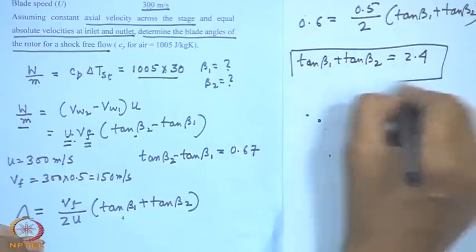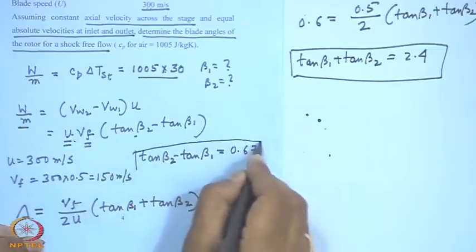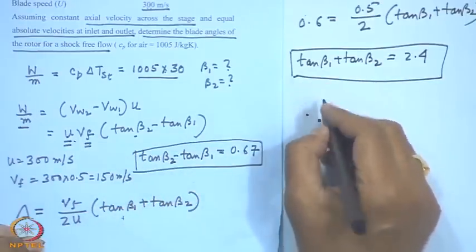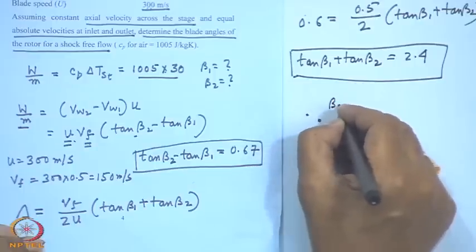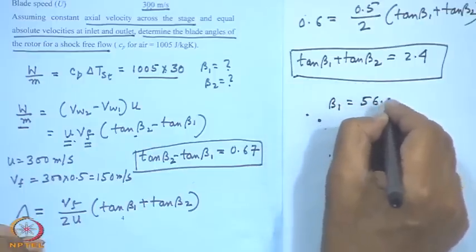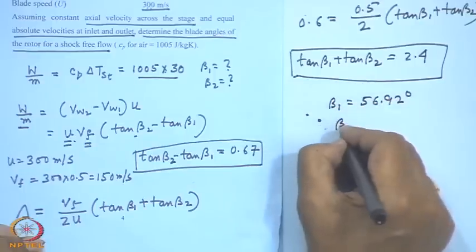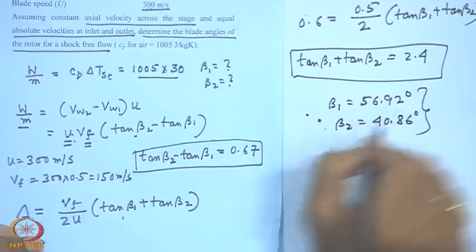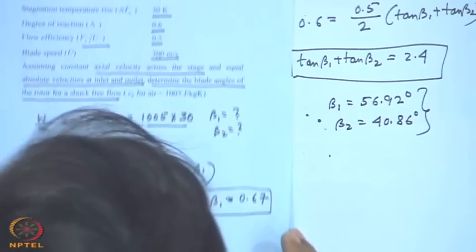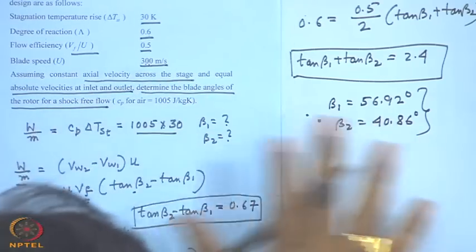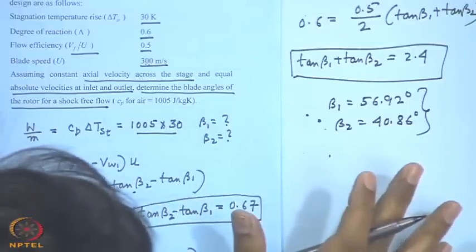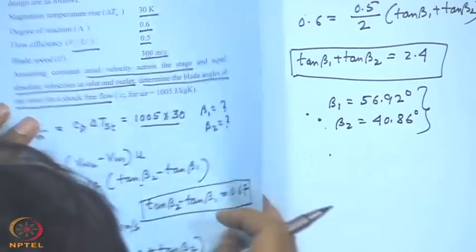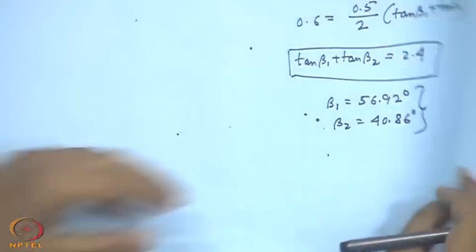So this is one relation and this is another relation. As simple as this, and finally if you solve for tan beta 1 and tan beta 2, you get beta 1 is 56.92 degrees and beta 2 is 40.86 degrees. These are the answers you can check. So with the degree of reaction, we only have to deal with the equations, and which equations are required depends upon the parameters given. These problems make your concept clearer.